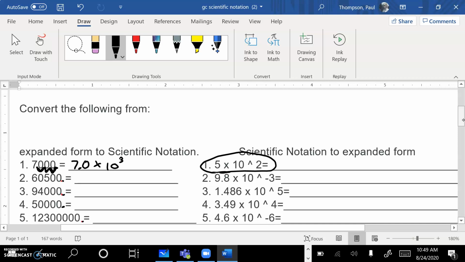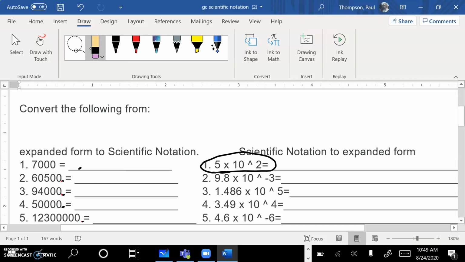Third thing I'm going to do is I'm going to look at this original number. If it's greater than 1, then this exponent right there is positive. If that would have been less than 1, then that exponent would be a negative. Okay?